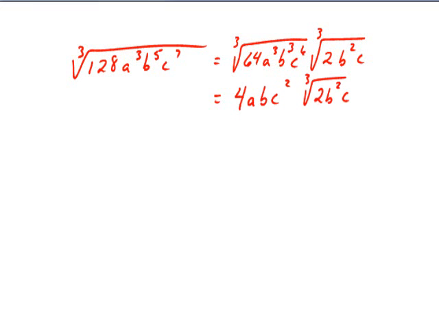So again, in simplifying a radical, we want to make sure that the radical that we're left with has no factors that are perfect cubes or squares or whatever radical we're working with. In this last case, our cube root that we're left with has no perfect cubes in it, and so the form is in simplified form.